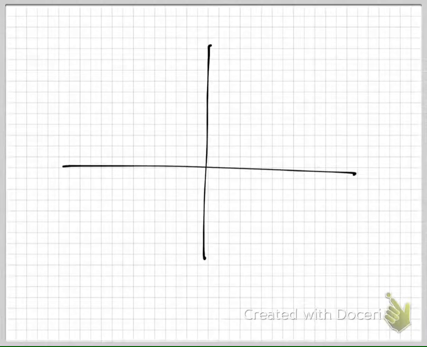It would be kind of like, if you knew that this was the vertex, and you knew that it crossed the y here, and so you just went like this. You're showing me that you do understand. That's all I'm going to have you do here.